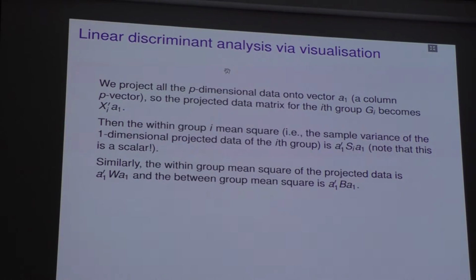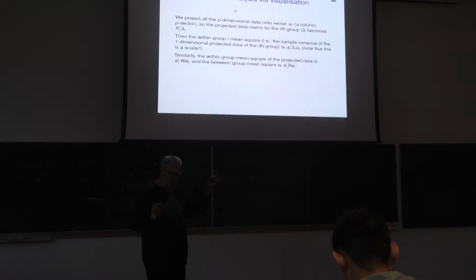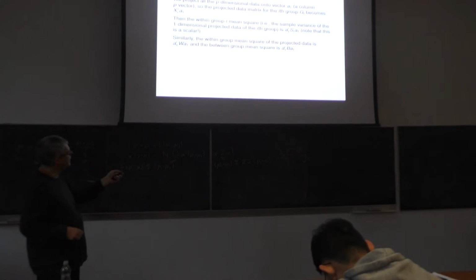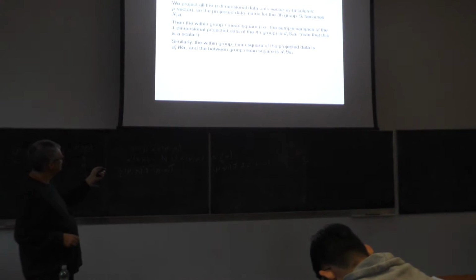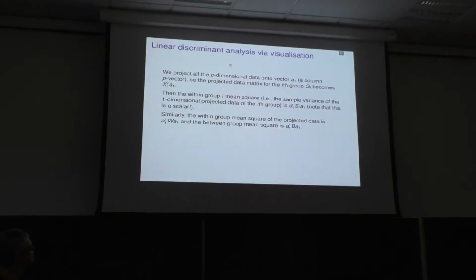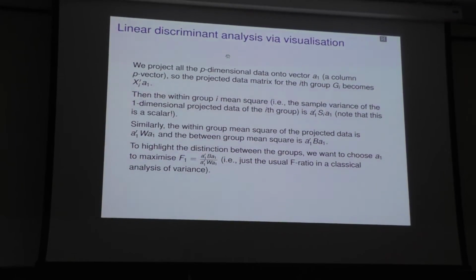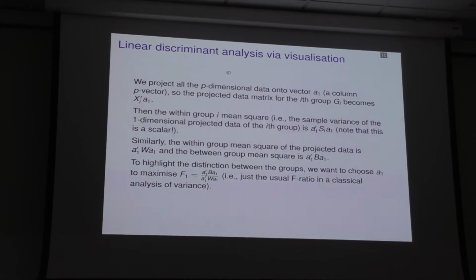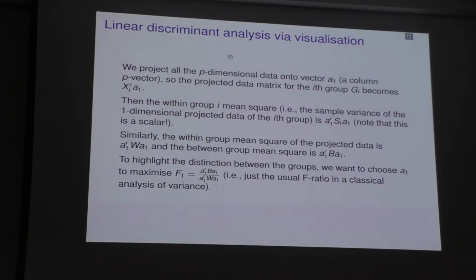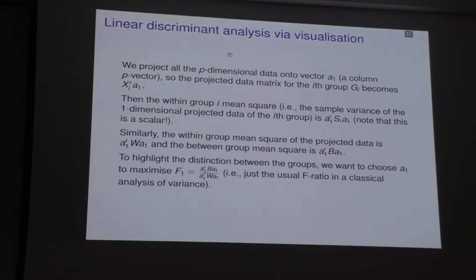And what we want is that our groups are widely separated. So really our between groups should be big, and our within groups should be small. No, that's small and that's big. Okay. And so we can work out this usual F ratio, which is the ratio of the between over within groups of the projections, and that's what we're going to try and maximise.